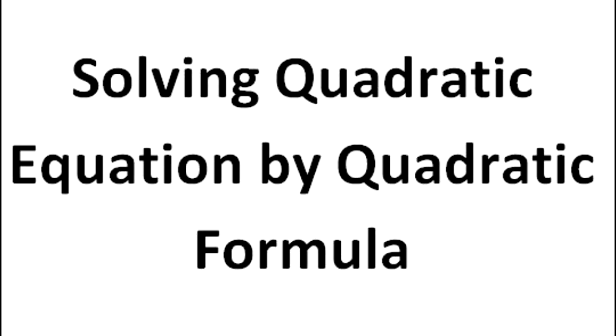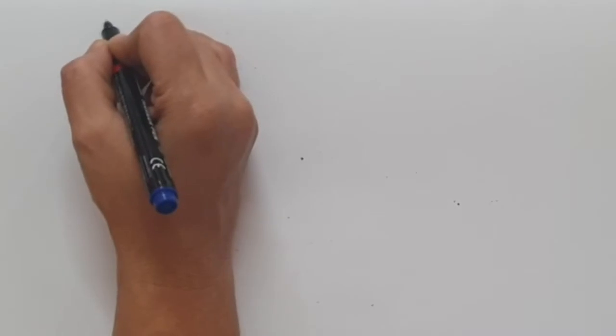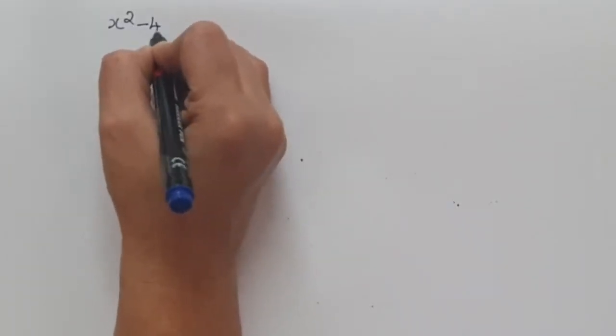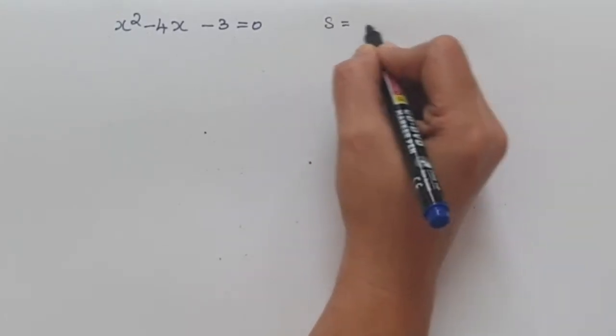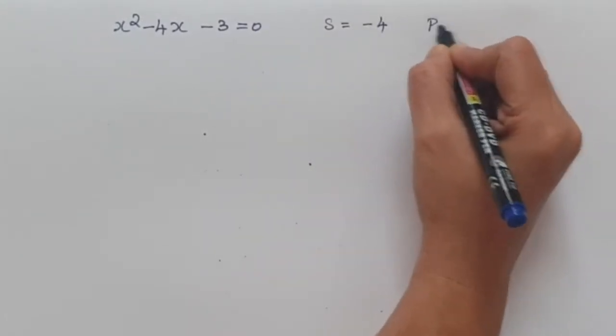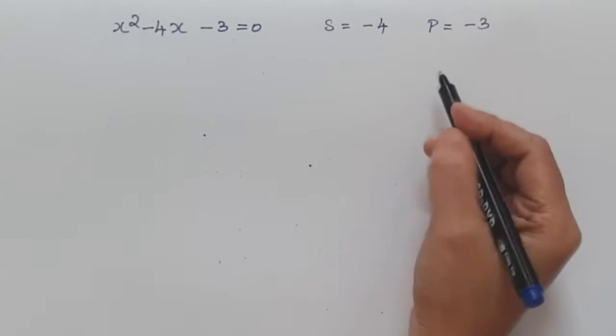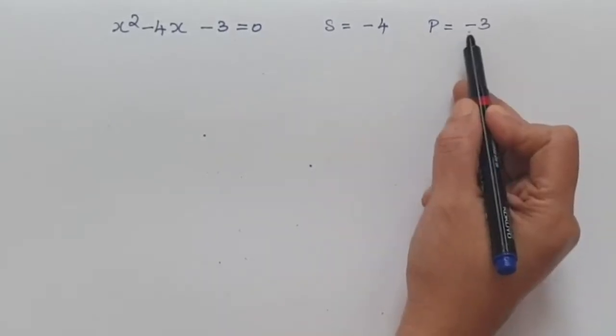Solving quadratic equations by quadratic formula. Many quadratic equations cannot be solved by factorization because they do not have factors which satisfy the sum and the product. For example, if we take x squared minus 4x minus 3 equal to 0, the sum has to be minus 4 and the product has to be minus 3. You will not be able to find factors.